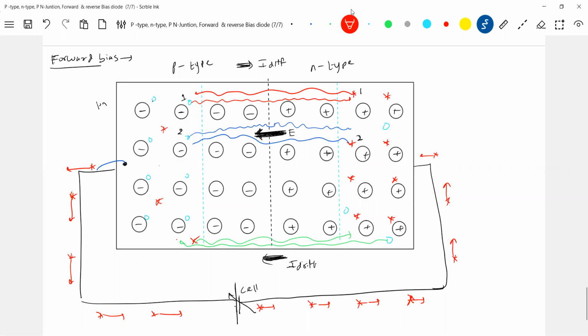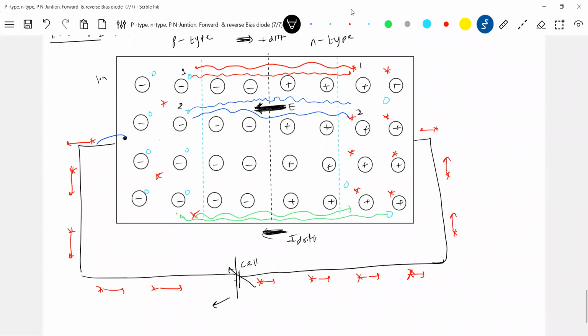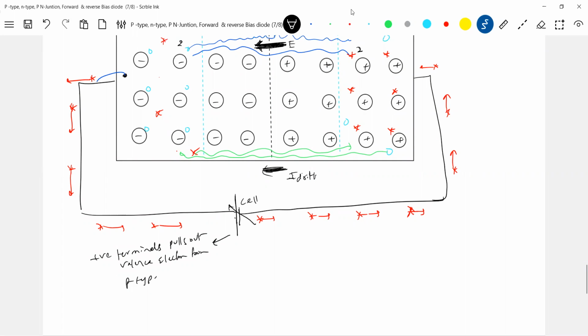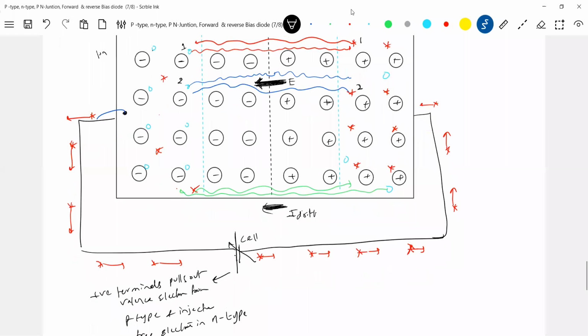So what is this valence electron? What will this positive terminal do? It will pull out valence electrons from the p type. Positive terminal pulls out valence electrons from p type and injects free electrons in n type. I think this is a very important part: there will be an injection of majority carriers.